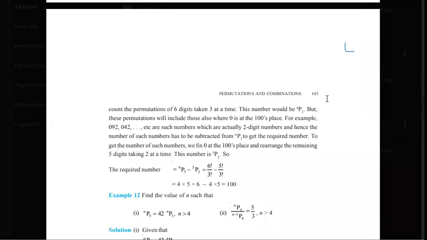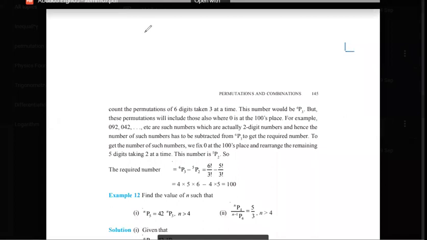Think about it, everyone. Just write the formula, okay? Write the formula. nP5 is equal to what? n factorial divided by (n minus 5) factorial is equal to 42 into nP3, which is n factorial divided by (n minus 3) factorial. Now tell me, which is bigger: (n minus 5) factorial or (n minus 3) factorial? (n minus 3), right?